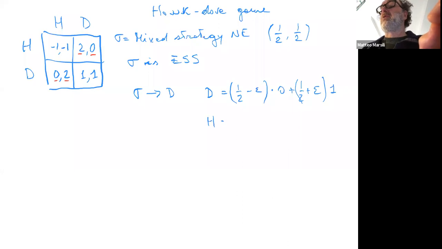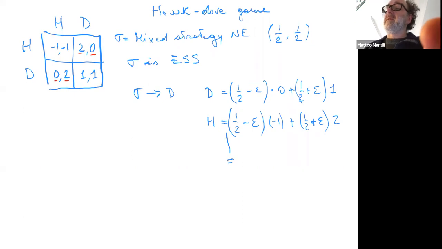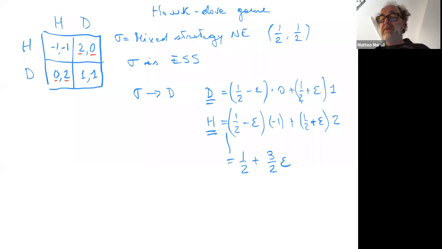Okay. If instead you are a hawk, then with probability one half minus epsilon, you will meet a hawk, which is minus one. And with probability one half plus epsilon, you will meet a dove, and you will get two. Okay. So here, if you see, then this is one half plus three half times epsilon. And so you see that hawk get a higher payoff than doves, okay? So in a population where there are slightly more doves, the payoff of hawks is larger, which means that hawks will reproduce more than doves, okay?